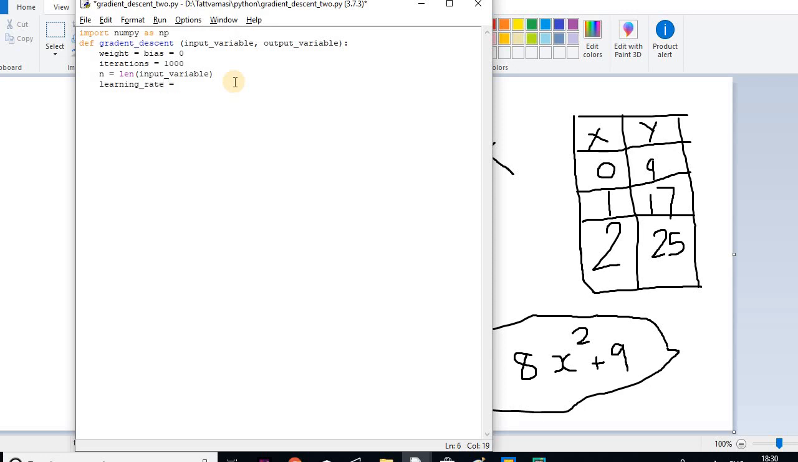We can take it as some value. You can change it based on your assumptions. Let me take it as 0.2. The number of iterations I have given as 1000 here. We can change this 1000 to 10,000 or 100. By varying the iterations and the learning rate, we can optimize this model. So that's what we do here.